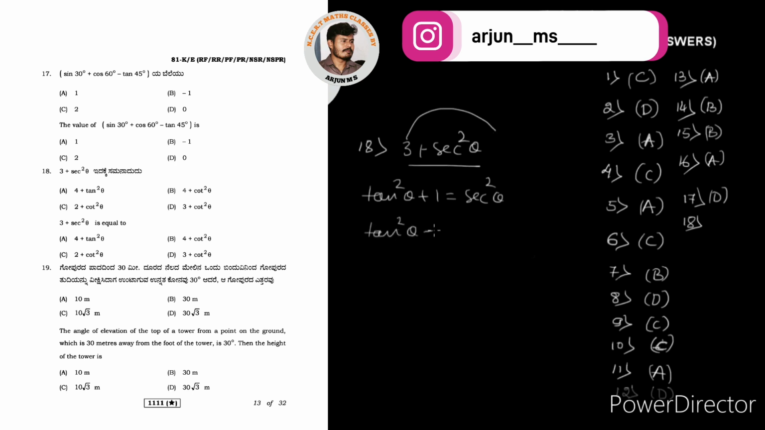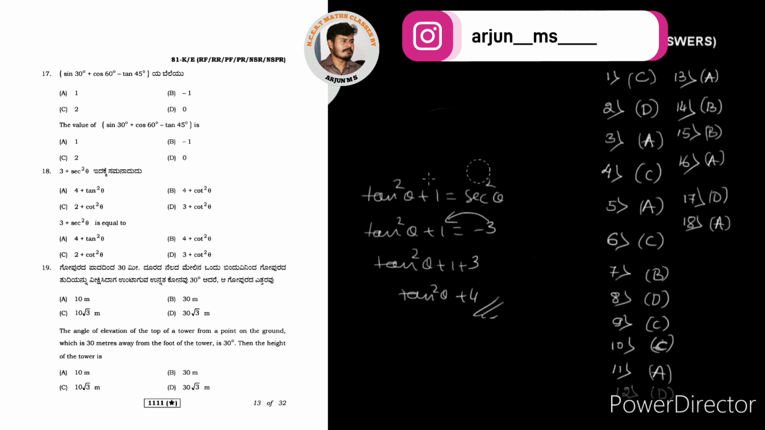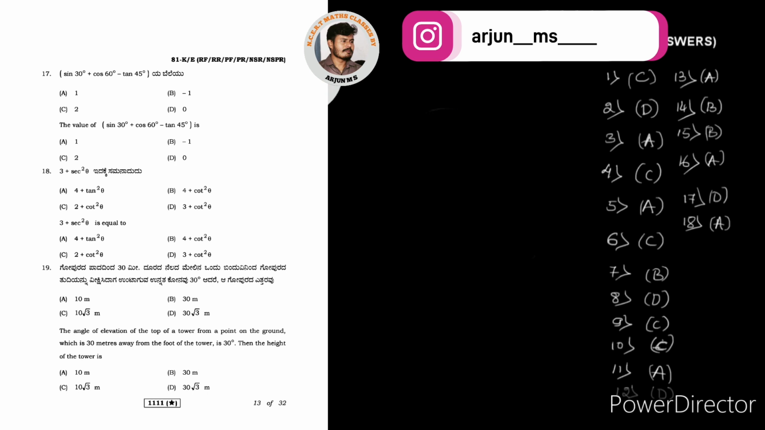You just substitute here tan square theta plus 1 is equal to minus 3. Then transpose minus 3 to LHS, we get tan square theta plus 1 plus 3. So now it will become tan square theta plus 4. That's why 4 plus tan square theta is the right answer. So option A is correct for 18th question. So let's move to the next question, that is 19th question.